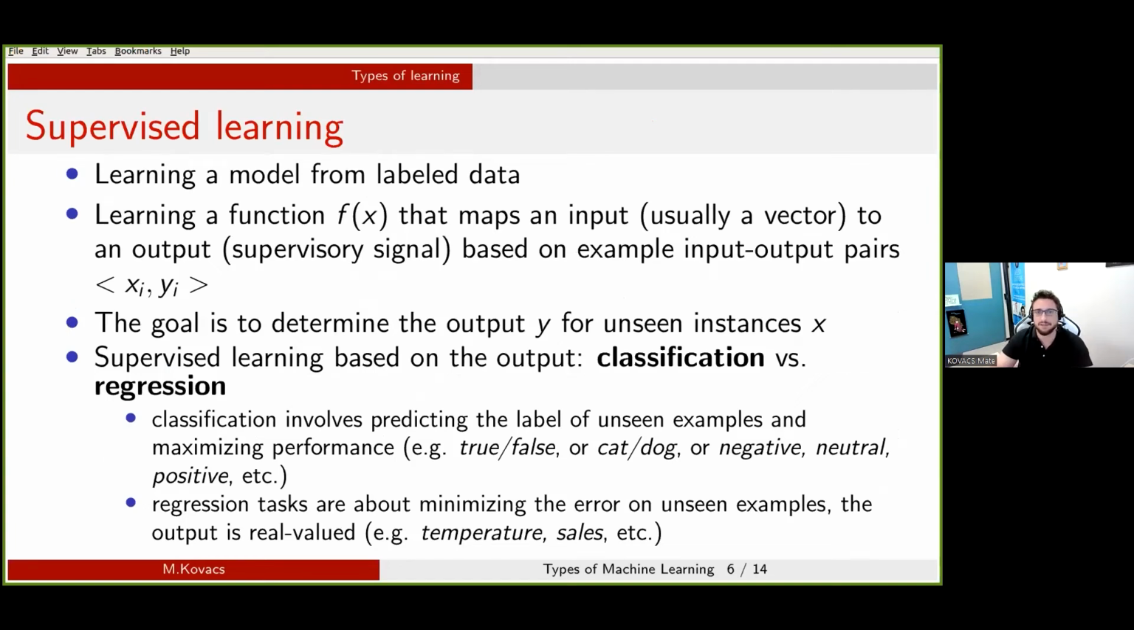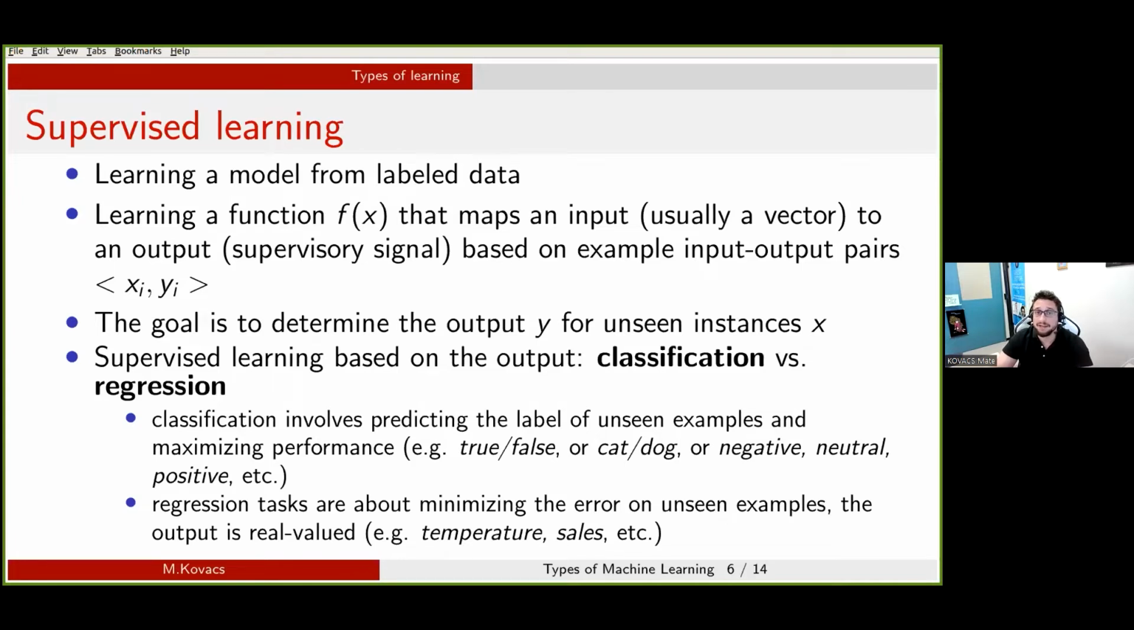So putting it into simple terms, with supervised learning, we are learning a model from labeled data. But what does this mean exactly? We are trying to learn a function that maps an input to an output based on example input-output pairs. The input is a vector, while we call the output the supervisory signal. And our goal is to determine the output for unseen examples that weren't part of the learning process.